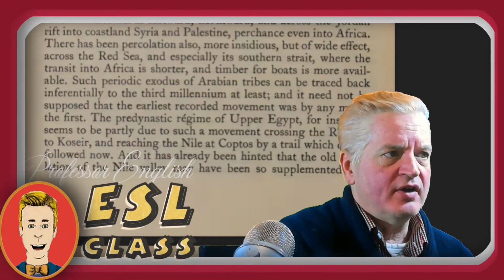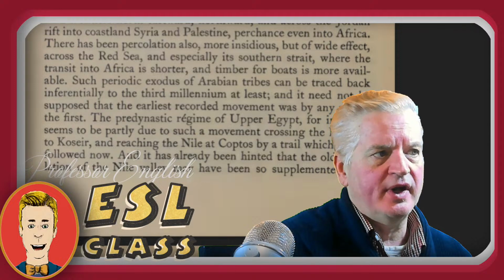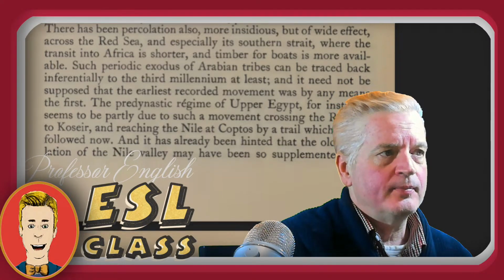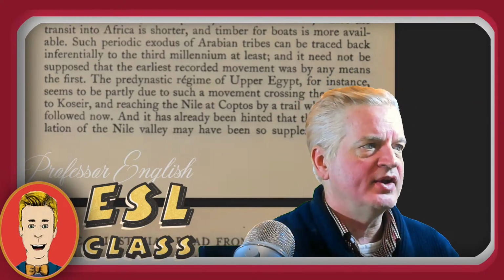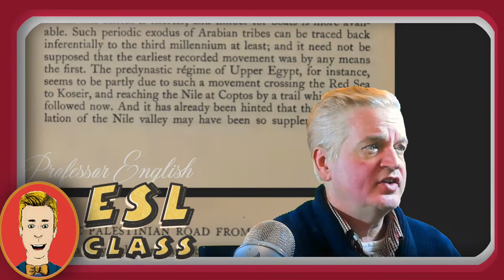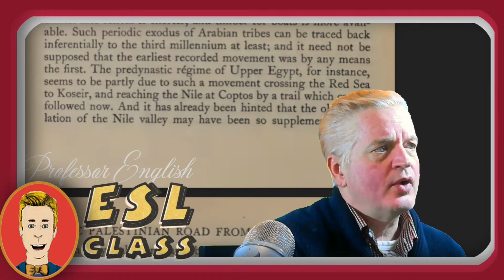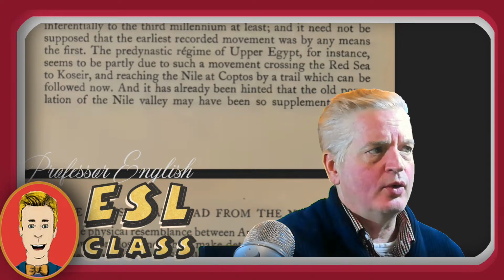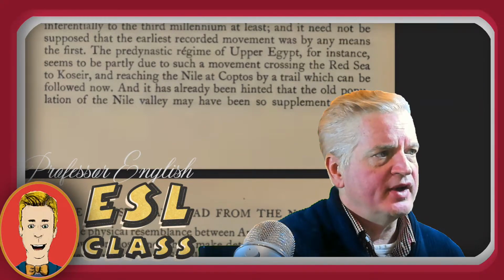Such periodic exodus of Arabian tribes can be traced back inferentially to the 3rd millennium, at least. So that would be maybe, I guess, 5,000 years ago. And it need not be supposed that the earliest recorded movement was by any means the first. The pre-dynastic regime of Upper Egypt, for instance, seems to be partly due to such a movement crossing the Red Sea to Kosair and reaching the Nile at Koptos by a trail which can be followed now. So even now you can see the trail of their migration.